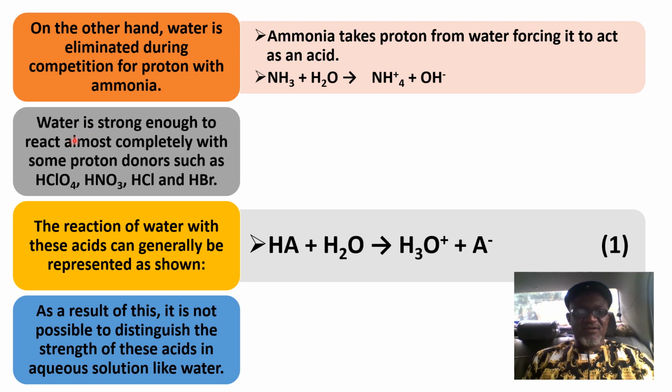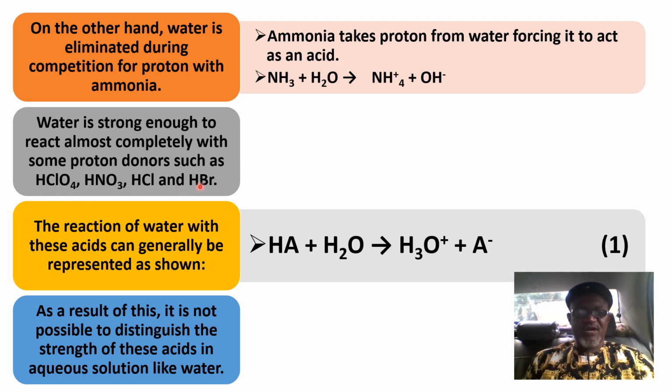Water is strong enough to react almost completely with some proton donors, so water can do that. The reaction of water with these acids can generally be represented as HA. Look at it, H, H, H, H. So this A here will represent Br here, Cl here, NO3 here, ClO4 here.